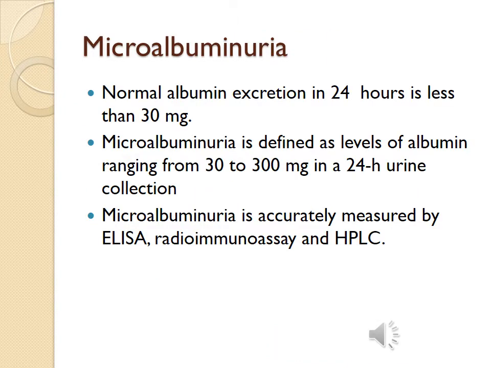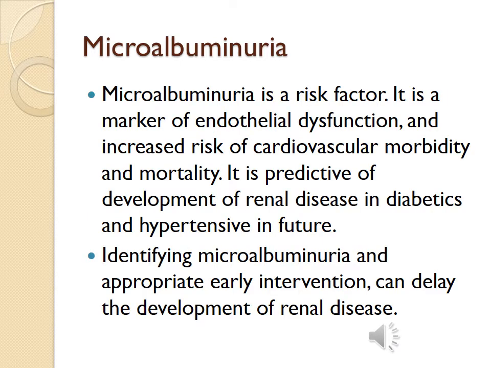The next chemical property is microalbuminuria. It is not given here in your notes, so please write it down. In a normal urine there is albumin and it is very small amount. It is less than 30 milligram in 24 hours. Microalbuminuria is defined as albumin excretion ranging from 30 to 300 milligram in 24 hour urine collection. Microalbuminuria is accurately measured in the lab by ELISA or radioimmunoassay or high performance liquid chromatography. You will hear in pathology and internal medicine that microalbuminuria is a very important test for renal screening.